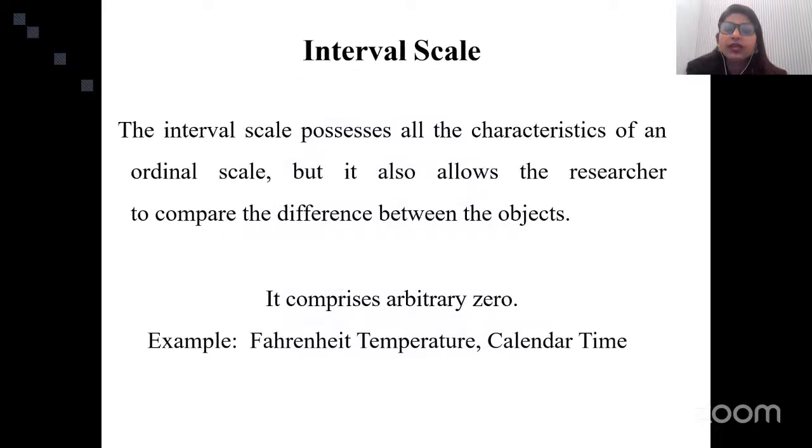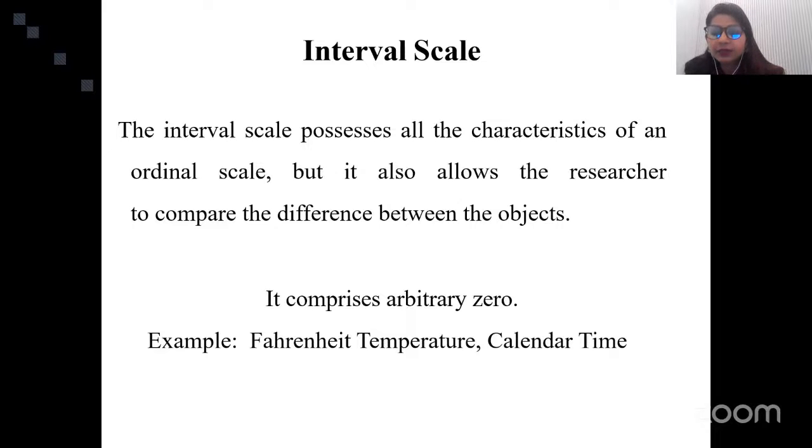In an interval scale, it includes an arbitrary zero. Arbitrary zero means zero is not a true zero; it still possesses some value. Like zero temperature: if I'm saying the temperature is zero, it still exists, there is some temperature. So this is known as arbitrary zero.